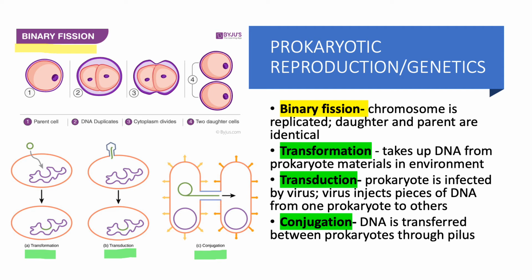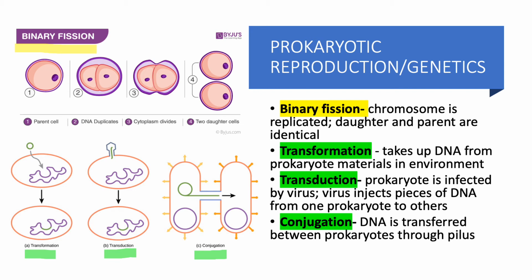So on this slide, the yellow indicates the ways that prokaryotes reproduce, and the green is indicating other ways that genetic information from prokaryotes can be transferred. So as mentioned before, prokaryotes reproduce asexually. More specifically though, they reproduce through binary fission. Binary fission just means that they replicate their DNA, and then the daughter cells that come off of it are identical to the parent. So there's really no genetic diversity there at all.